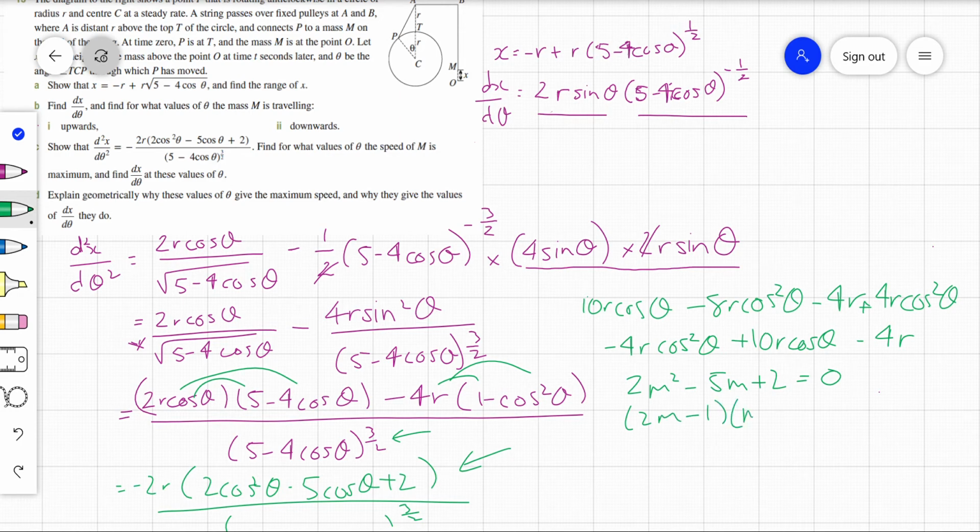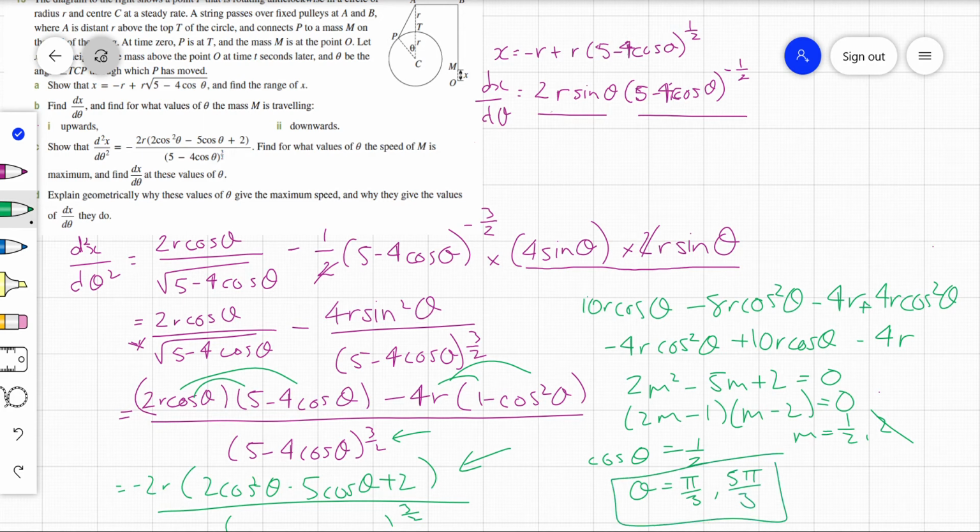So if I factorise that, I'm looking for where cos theta equals a half and 2. Now we know cos theta can't equal 2 because cos theta goes between negative 1 and 1. That's its amplitude. So I'm looking really for where cos theta equals a half. And we know that is at 60 degrees, so pi on 3. And in the fourth quadrant, cos is positive again, so 2 pi minus pi on 3, which is 5 pi on 3. So at both these times, we're looking at a maximum speed.